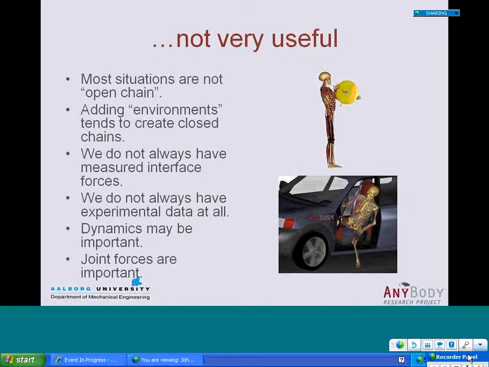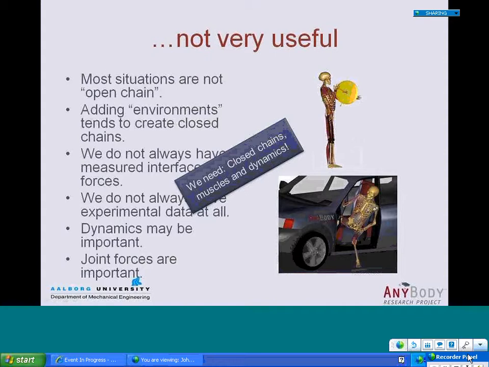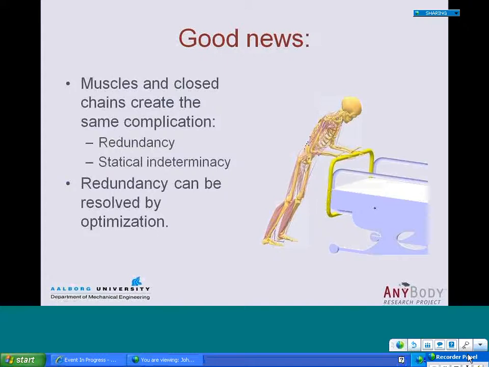So in this case, you cannot solve the equations just by simple equation solving, and you have to do something else. We need algorithms that can handle closed chains and muscles and also dynamics, because very often you cannot neglect the dynamics. The inertia forces actually play an important role in many models. So the good news is that two of these complications, or two of these things that we want to add to the models, are actually creating the same type of complication. The redundancy in terms of the muscle forces and the statical indeterminacy in terms of the closed chains, those are creating the same type of complication.